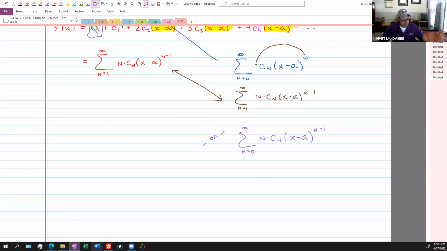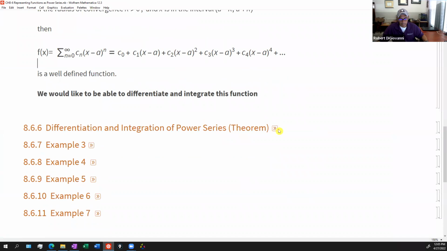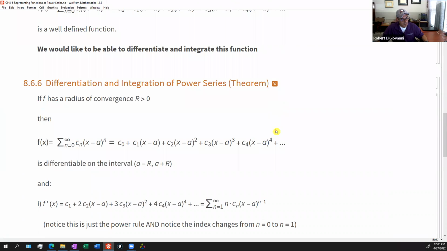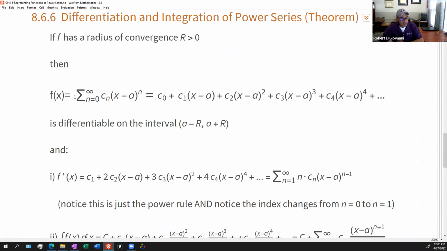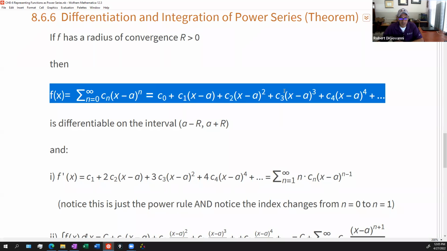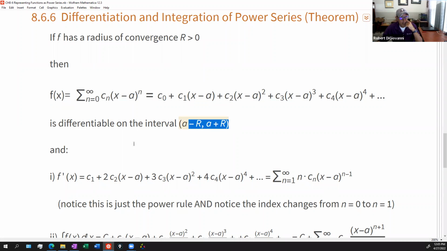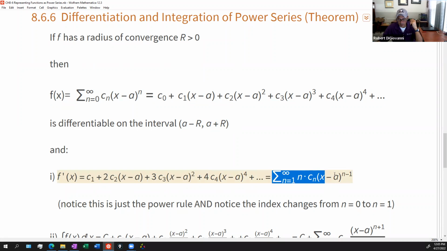Okay, so let me go to my notes. This theorem says, if you have some function that's a power series that's defined on some interval, then the derivative of it, we just worked out, is this sum right there. And notice I did shift the index, I went to 1.